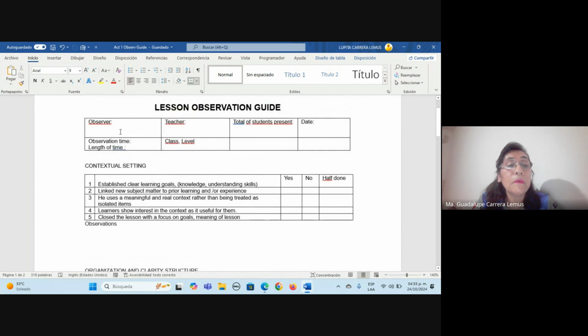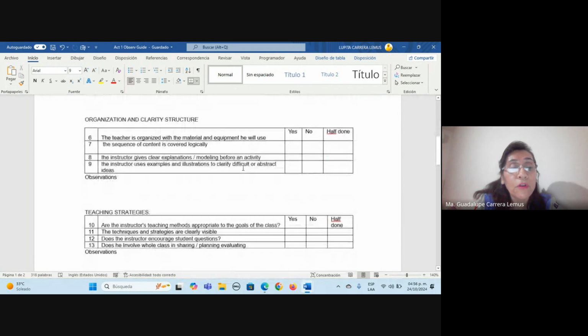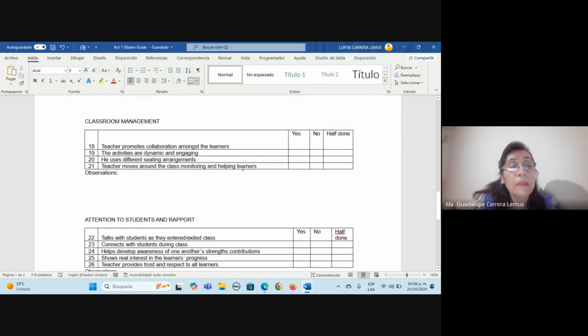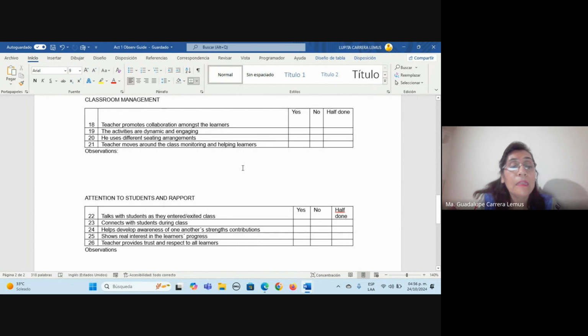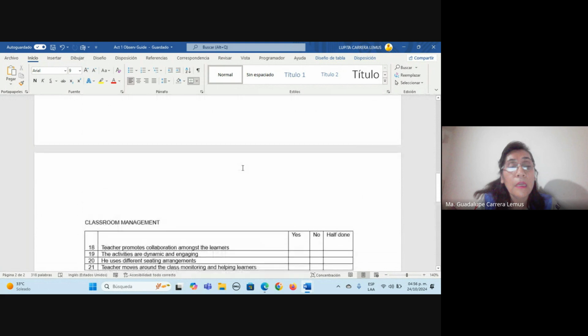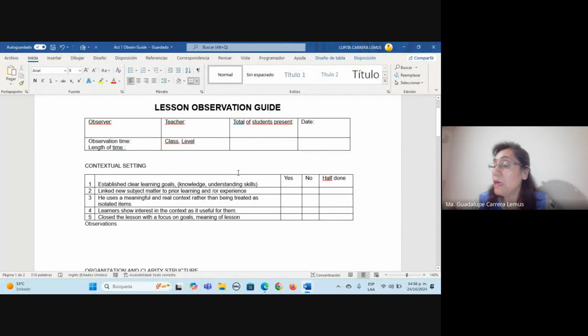Okay, so first we have the information from the teacher, the observer, and the information of the group. And I have six sections here. I have the contextual setting, organization and clarity structure, teaching strategies, communication, that is between the teacher and the students. And then we have classroom management, attention to students in the report, and that's it. So let's go to number one, which is the contextual setting.